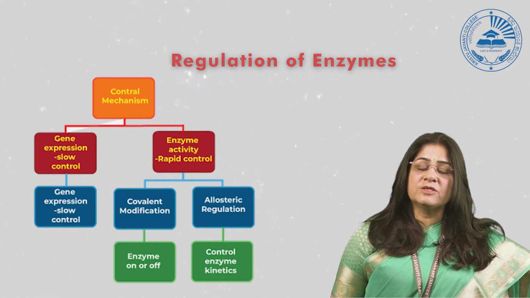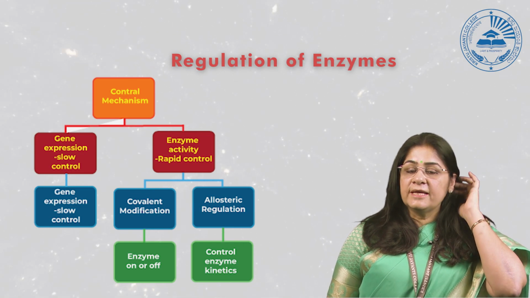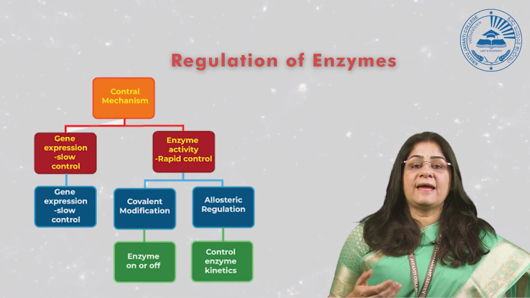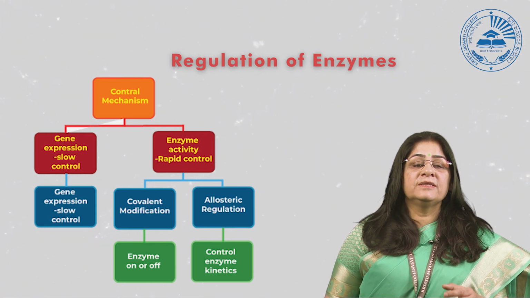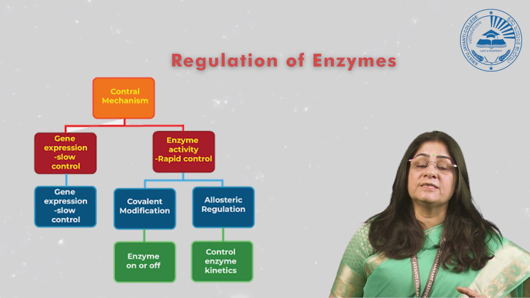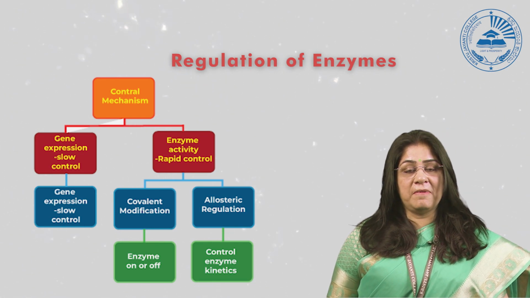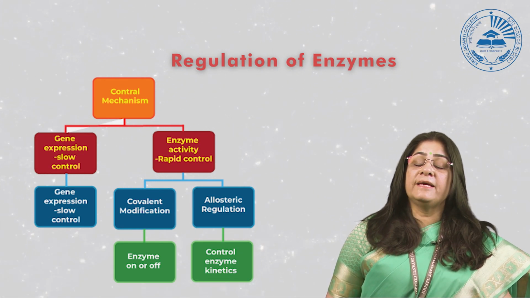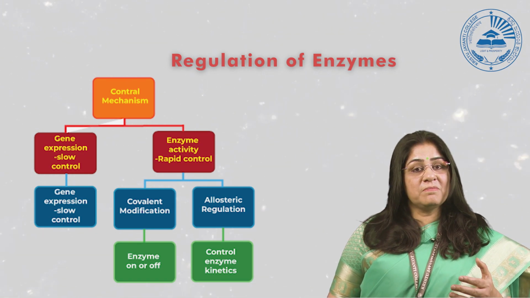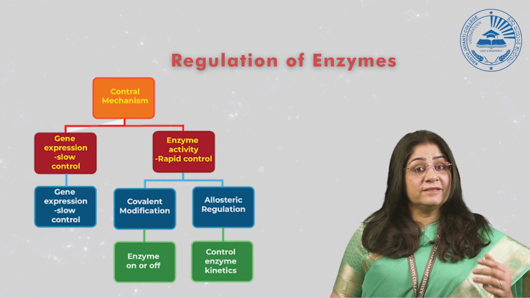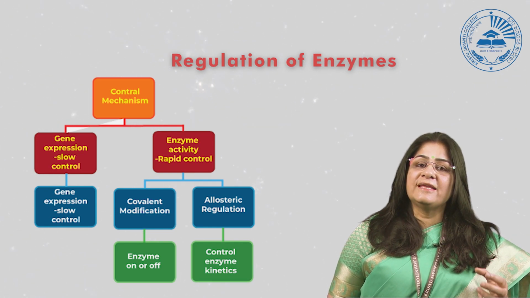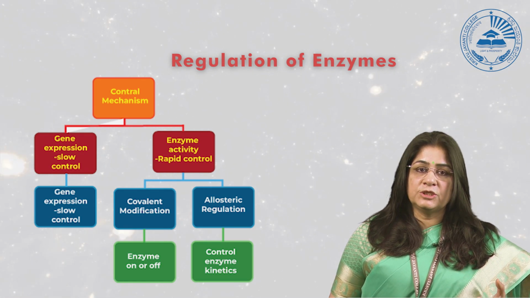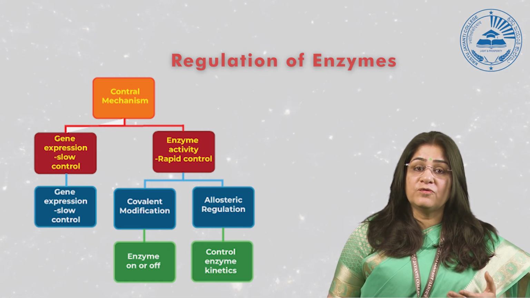The next one is allosteric regulation. In allosteric regulation, a molecule, which can be an activator or an inhibitor, comes and binds to a site other than the active site of the enzyme and thus controls the enzyme. So, allosteric regulation is regulation by a molecule from outside which comes and binds to the enzyme at a site other than the active site, thus controlling the enzyme kinetics. Enzyme kinetics is nothing but its affinity towards a substrate or its velocity of activity.